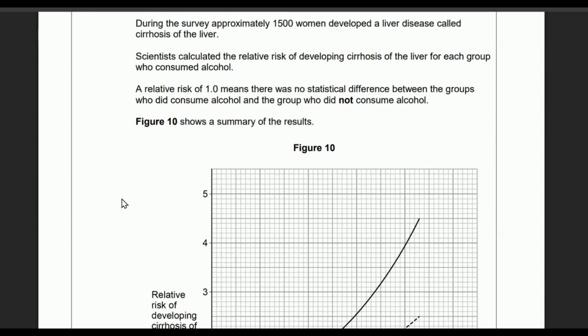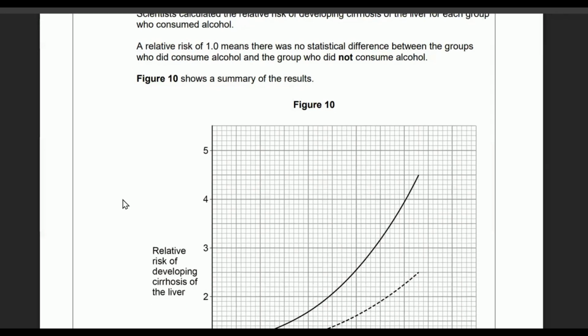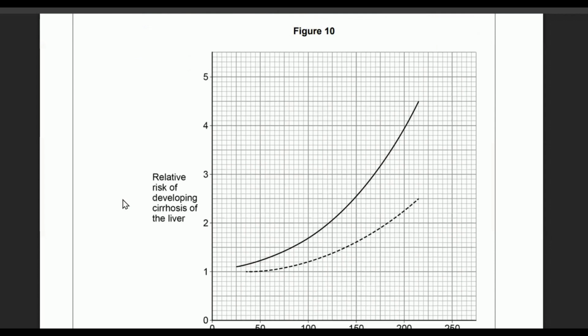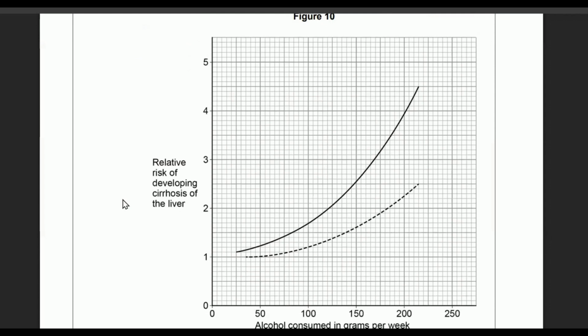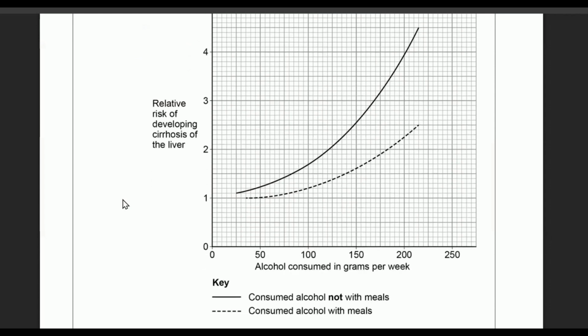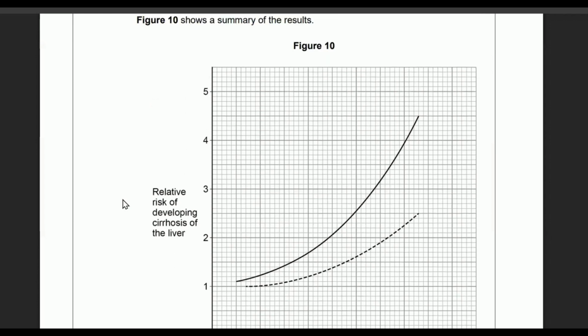So they use the people who didn't drink alcohol as like the baseline, right? What their risk is of getting liver disease. You can still get liver disease if you don't drink alcohol. So they were using that as the baseline and then comparing the people who did drink alcohol with that. Okay, risk of developing cirrhosis of the liver. We've got two lines, a black line and a dotted line. I guess the solid black line is going to be the alcohol drinkers, right? Yeah, consumed alcohol, but not with meals. Oh, consumed alcohol with meals. So actually, sorry, both these lines are for people who drank alcohol. Number one on there is the risk of you getting the disease if you don't drink alcohol.